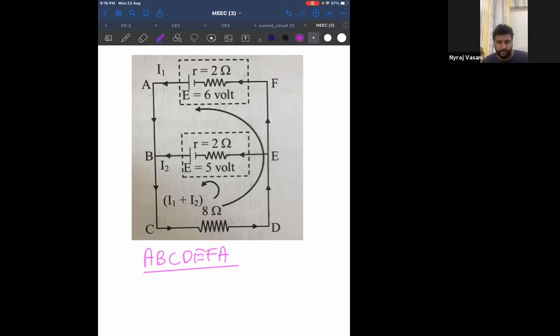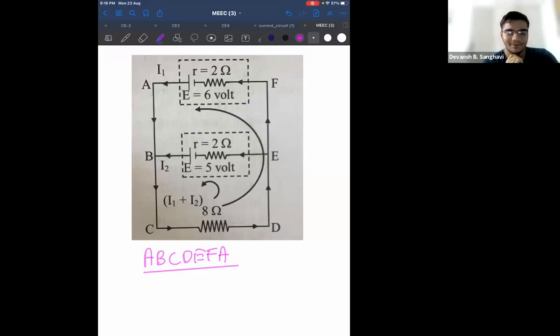Okay. Who wants to go? Can anyone volunteer, that I can go for it? Anyone? Okay. We'll take Devansh then. Okay. We'll start. Give me the answer.